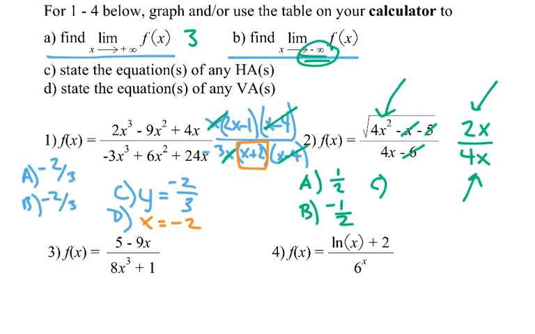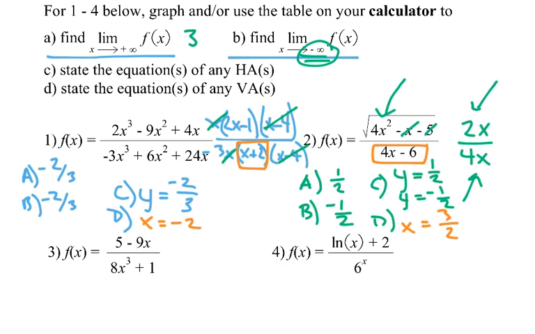there is a horizontal asymptote, but it's different as we go to positive infinity and as we go to negative infinity. So there are really two horizontal asymptotes: y equals 1/2 and y equals negative 1/2. And then D, the vertical asymptote, if you just factor 4x minus 6, what's going to make the bottom equal to 0? Well, 6/4, or if we reduce that, we get 3/2. So x equals 3/2.